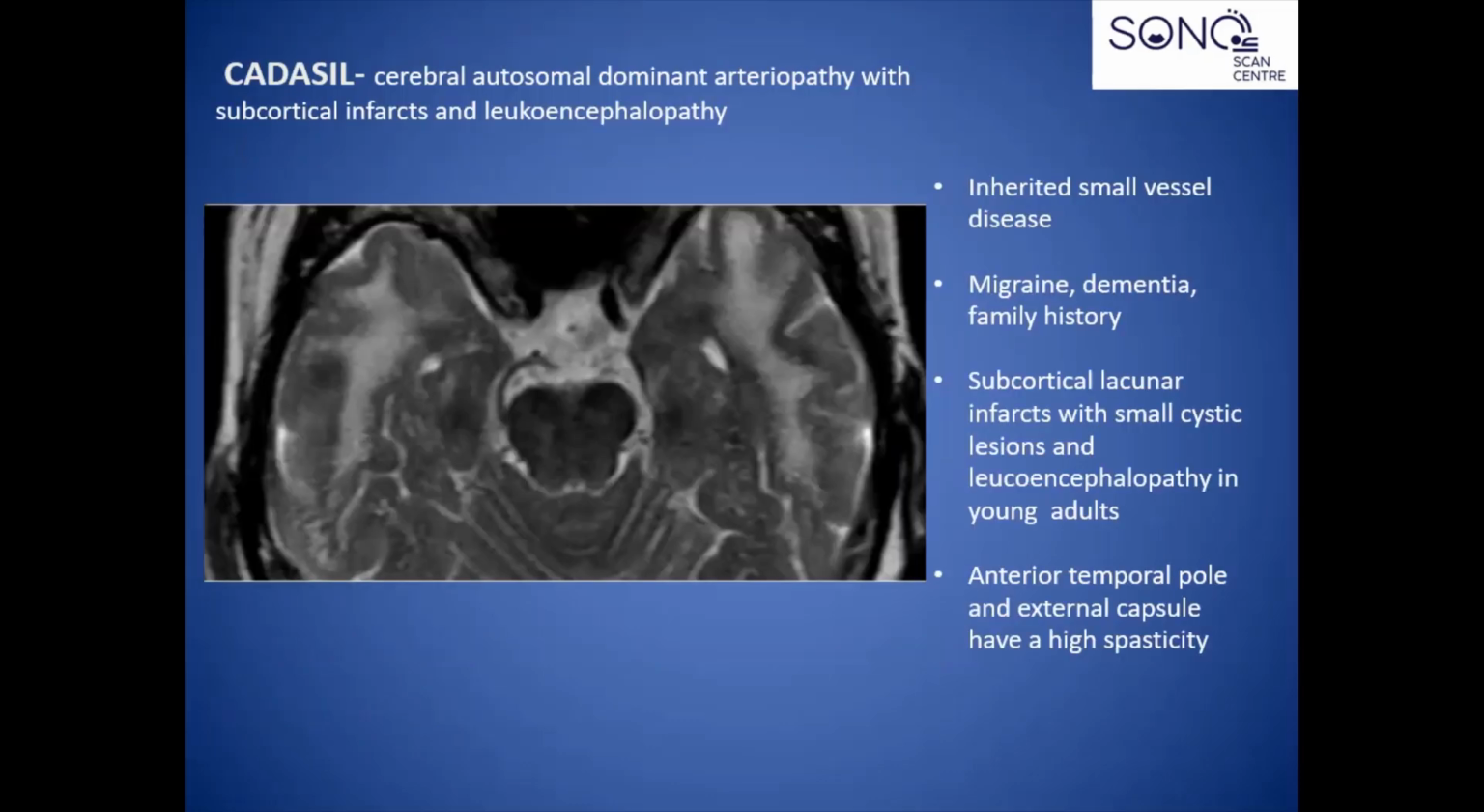So CADASIL is another form. It is cerebral autosomal dominant arteriopathy with subcortical infarcts and leukoencephalopathy. It is seen in young adults, patients who present with migraine, dementia, and family history. Subcortical lacunar infarcts are noted here. Predominantly, temporal lobe involvement will be seen here. So in young adults with leukoencephalopathy and this type of history, it is an inherited small vessel disease. If we have high signal intensity in the anterior temporal pole, then CADASIL would be a good differential.